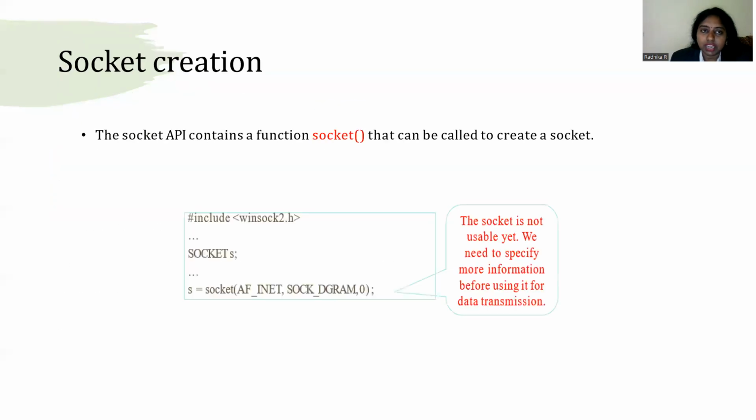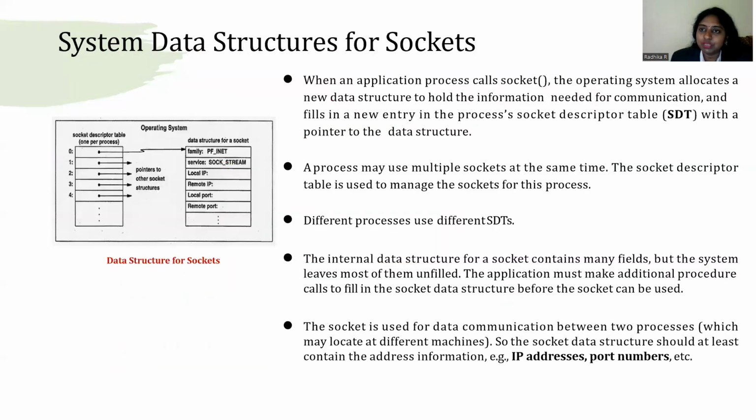And then moving on to the data structure of the socket, which we are discussing. You know that when an application process calls a socket, it is a system call. The operating system allocates a new data structure to hold the information for communications, and it will also fill a new entry in the process socket descriptor table. That is the socket descriptor table, which I already defined.